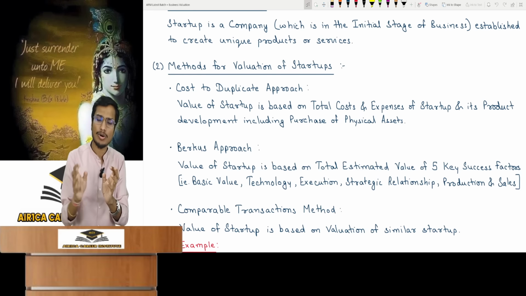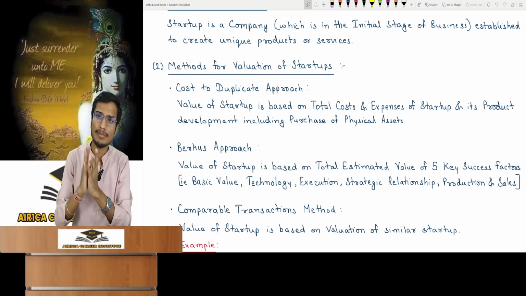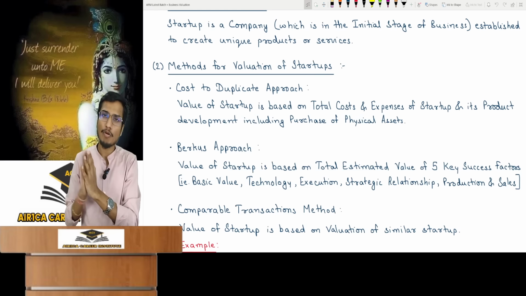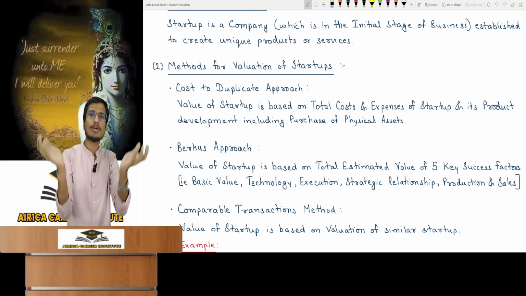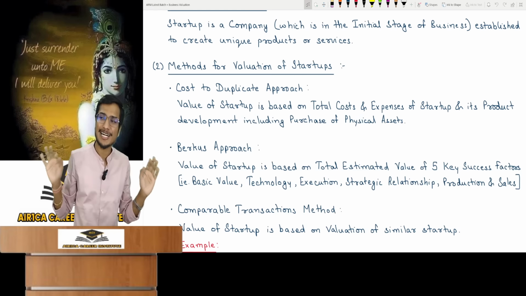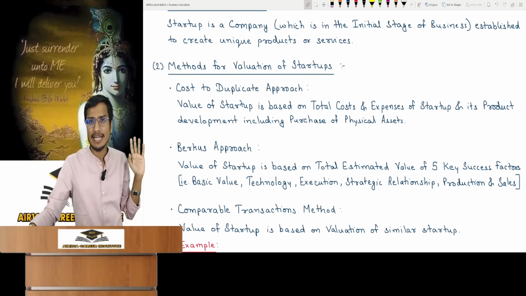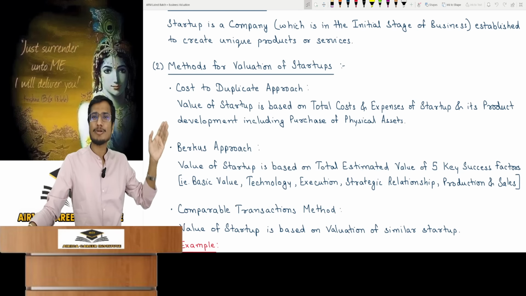expense of 1 crore. The startup will also be set up and I will also develop the product in it. Any physical asset that I might require in my startup, I will purchase that as well. So he said, let's set valuation at 1 crore, whatever will be cost to set up startup once. This cost to duplicate approach is generally used during initial funding. Beyond this, there is nothing.